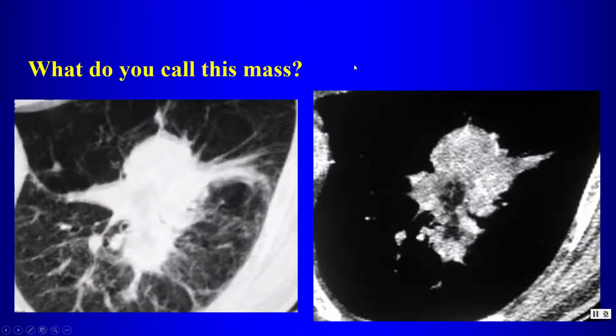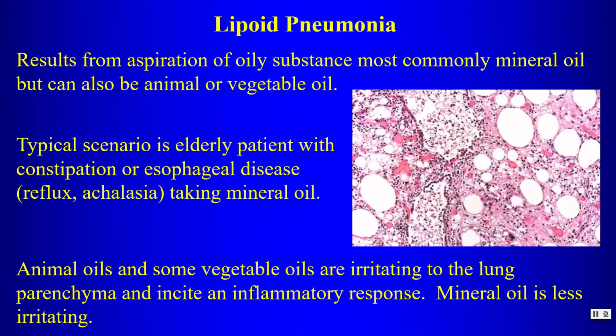And there is a term for this kind of mass. That term is a paraphenoma. So in most cases, lipoid pneumonia results from aspiration of oily substances, most commonly mineral oil. Typical scenarios: an elderly patient with constipation or esophageal disease like reflux or achalasia who takes mineral oil and may aspirate it, and that can cause an inflammatory reaction within the lungs.